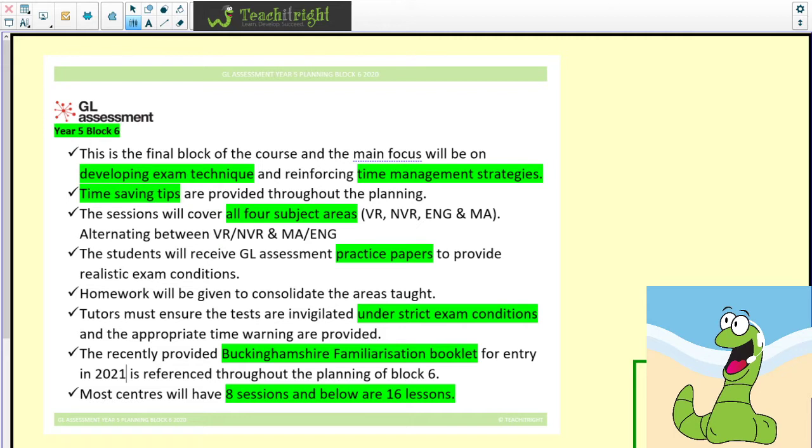You'll also receive some very authentic GL practice papers to use, so we will be using the multiple choice sheets on occasions as well. And we're also going to be looking at the Buckinghamshire familiarisation booklet to guide us through all of the different parts that we need to cover off in this particular block. There'll be 8 sessions, and so therefore there'll be 16 lessons that we'll go through, 2 lessons, of course, per live session. But these videos, of course, you can watch through, and hopefully, if you aren't able to attend a live lesson, this will really help you.